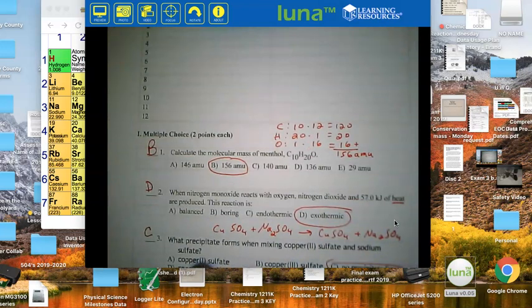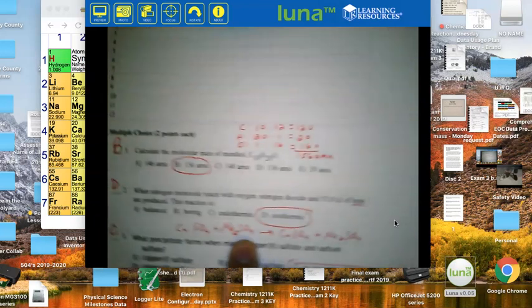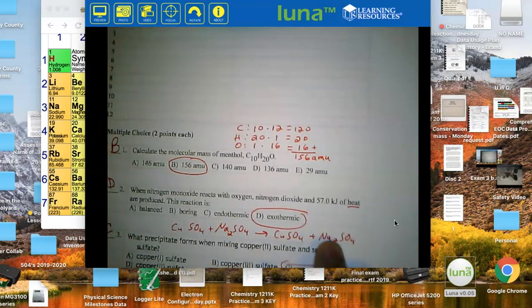Number 3, it says which precipitate forms from mixing copper 2 sulfate and sodium sulfate. Here we're going to have to balance out the equation and predict the products. We have copper sulfate and sodium sulfate. That's going to produce copper 2 sulfate and sodium sulfate. Again, you get the same products as you did reactants because the anions are the same.